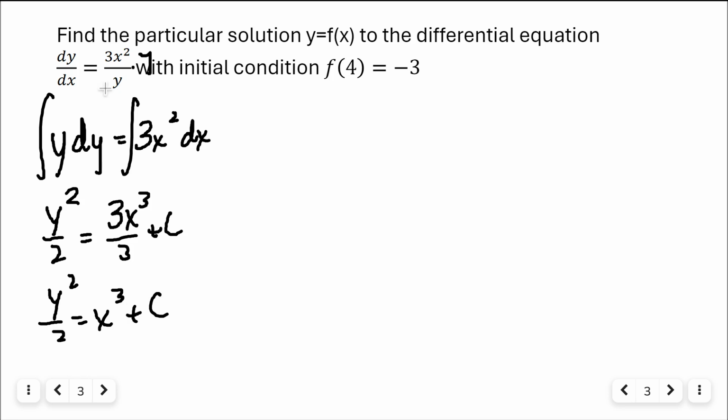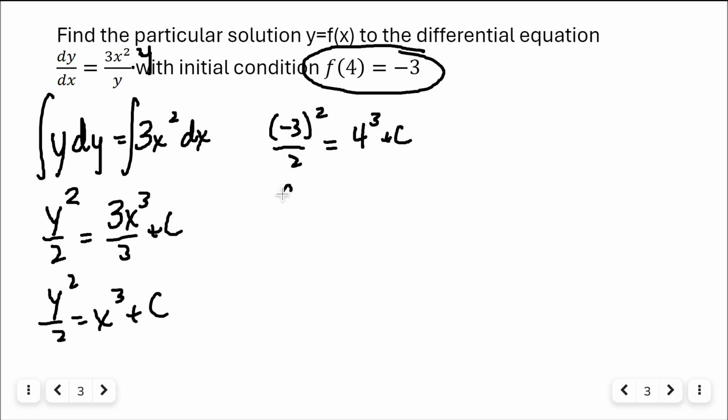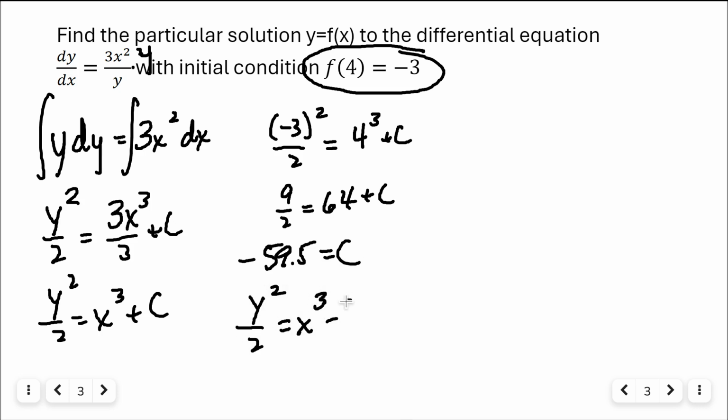All right, now, normally we would take this and solve it for y, but instead of solving it for y right now, we're going to take this initial condition, x equals 4, y equals -3, and we're going to plug it in to find c. So we have (-3) squared over 2 equals 4 cubed plus c. So 9 over 2 equals 64 plus c. So 64 minus 4.5, right? 4.5 would be 59.5. Oh, negative because I got to move it over here. So -59.5 is equal to c. Yeah, I think that's right. That looks good. Okay. All right. So now we have our equation is y squared over 2 equals x cubed minus 59.5. Okay, so far so good.